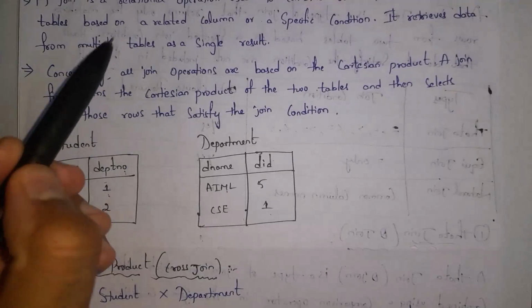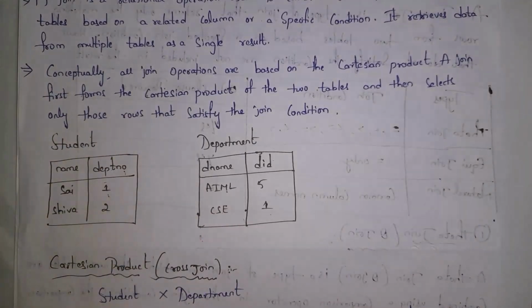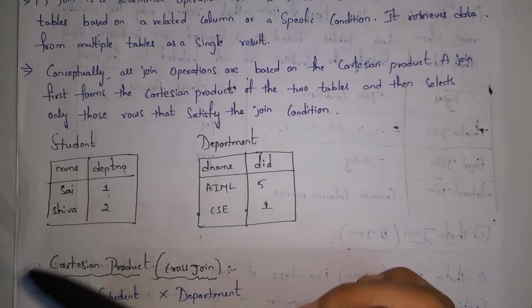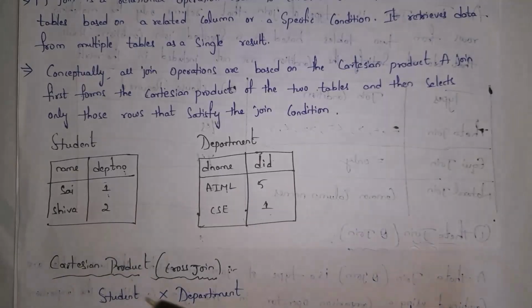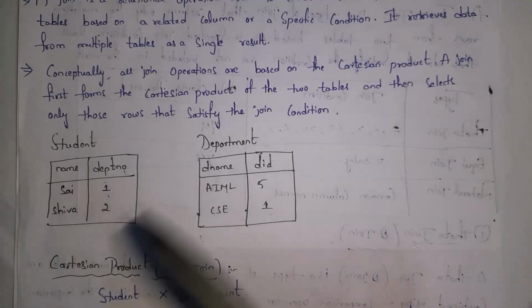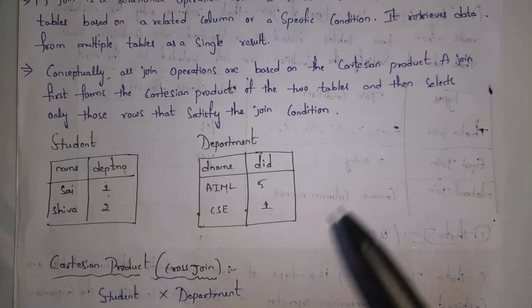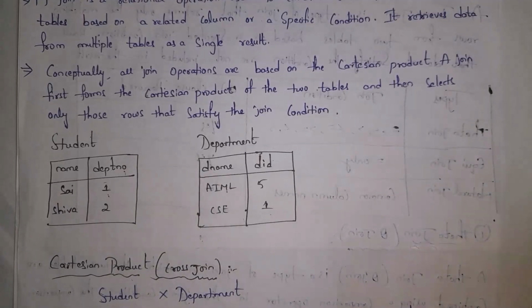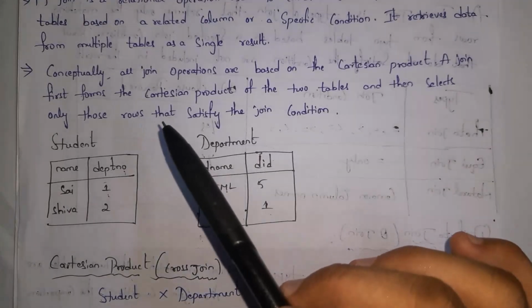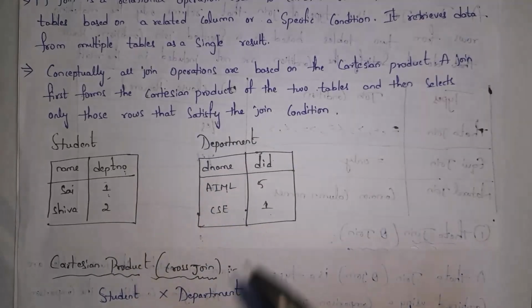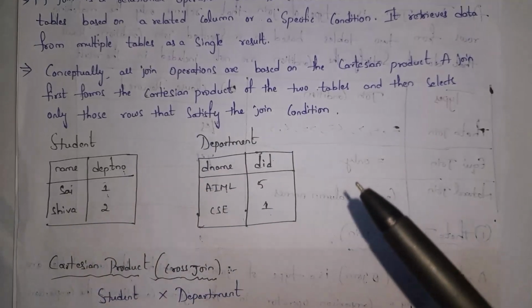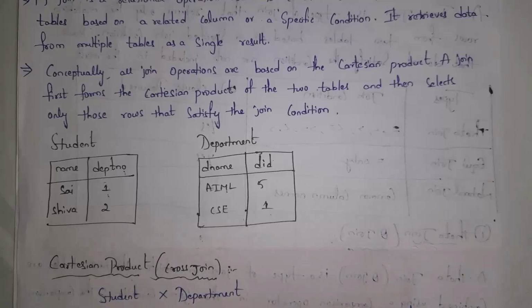Conceptually, all join operations are based on the Cartesian product. That is, whenever you want to perform a join operation on two tables, at first the Cartesian product is performed on the two tables. After performing the Cartesian product, a new table will be generated, and the join operation will be applied on that new table. So whenever you want to perform any join operation, at first the Cartesian product is performed on the two tables, and then from the Cartesian product table, specific rows will be selected based on the join condition.